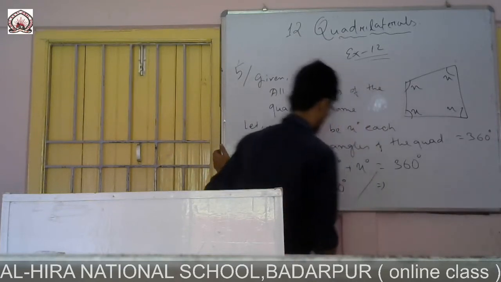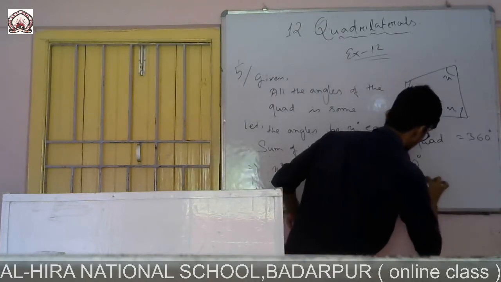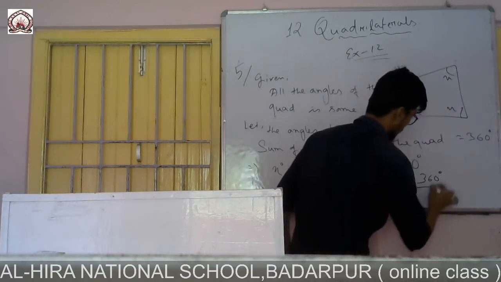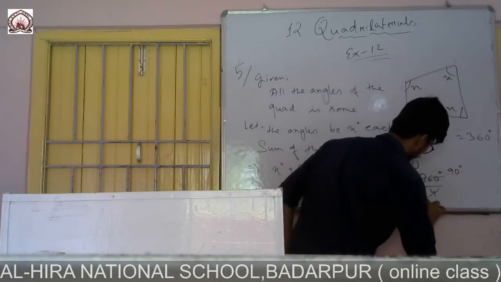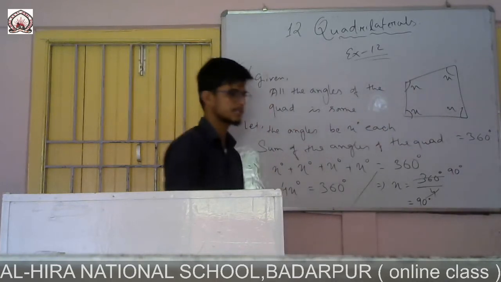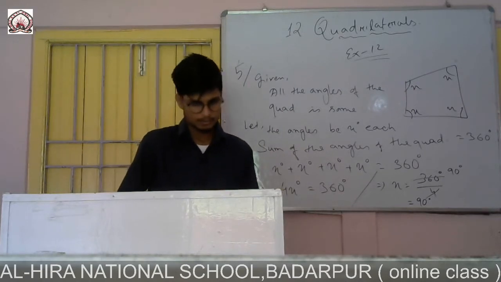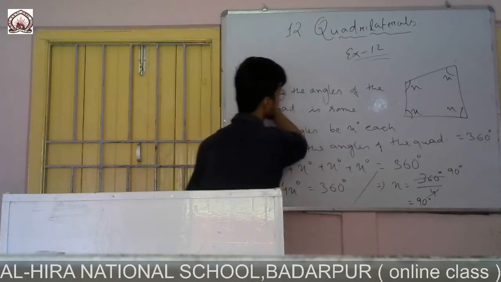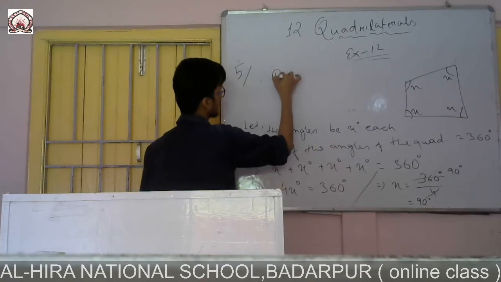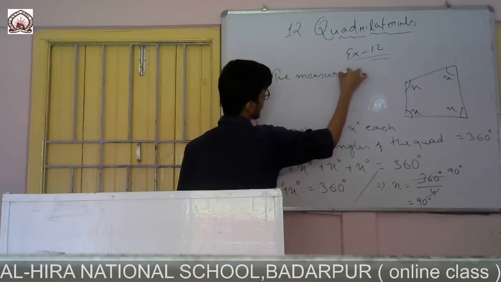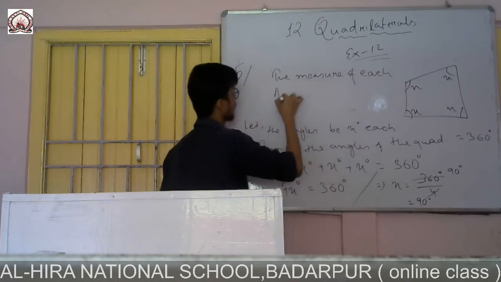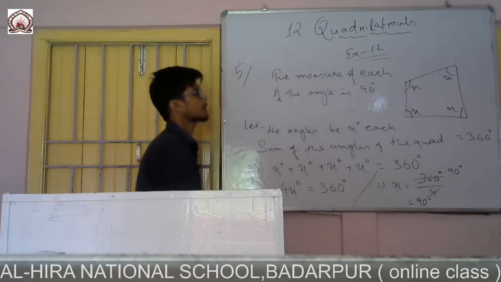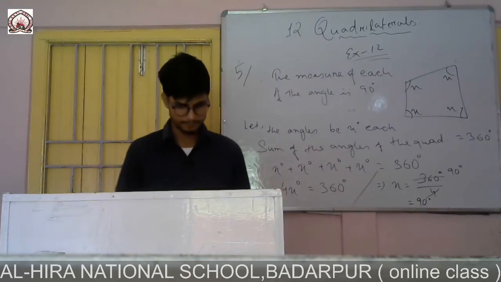If I solve this one, x will be equal to 360 degrees divided by 4, and we know 4 nines are 36. So if I cancel with 4, it will be 90 degrees. So x equals 90 degrees. So you write: therefore the measure of each of the angles is 90 degrees.